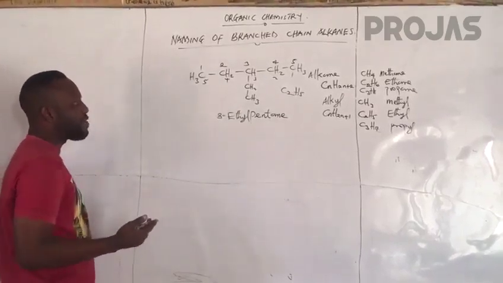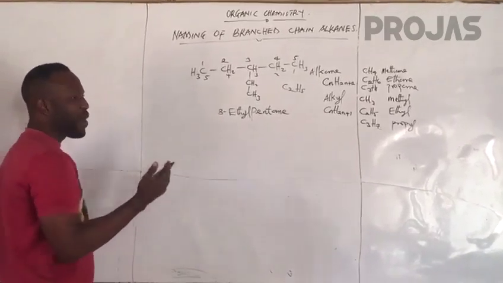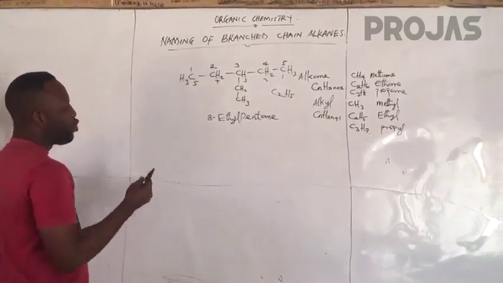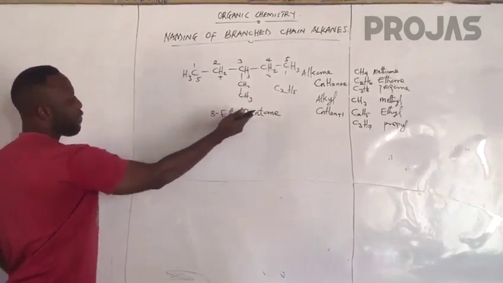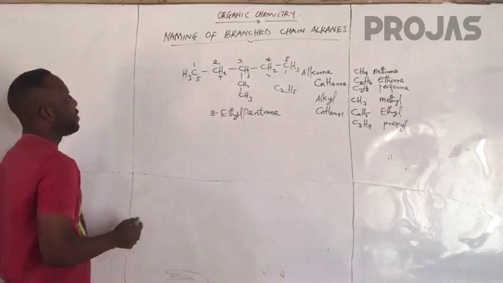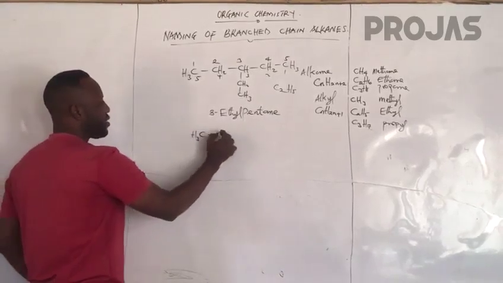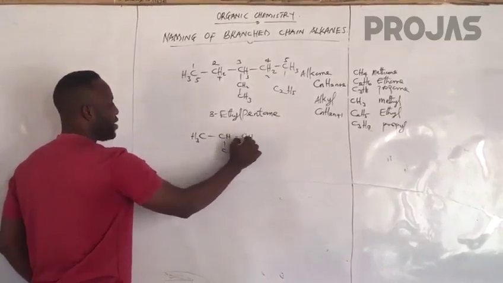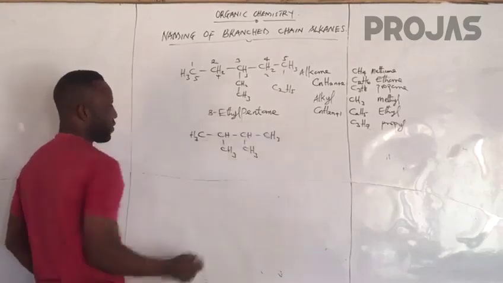But what if we now have more than one substituent? If we have more than one substituent, there will be more than one number. So we use a comma to separate those numbers. Then if we want to separate the number from the names of the substituent, we use this hyphen. So let me give an example on that. I have H3C, CH, CH3, CH, CH3, then CH3.